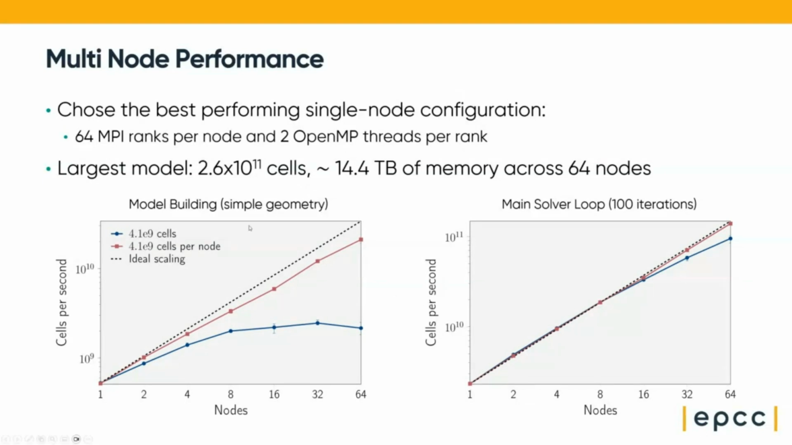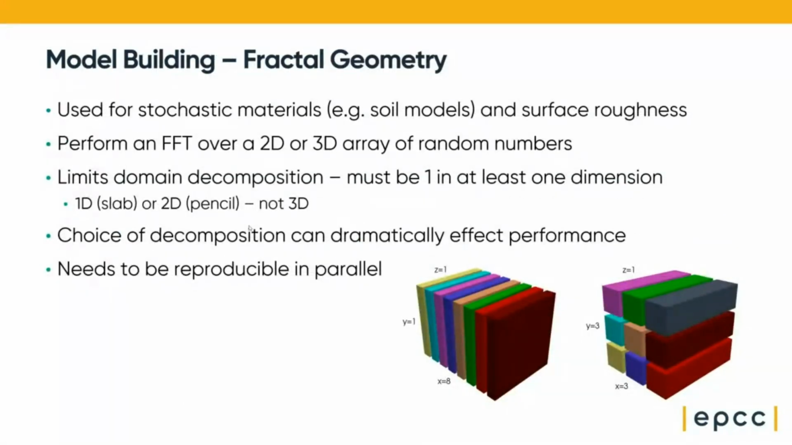So for the model building, this is all using simple geometry, so basically anything that isn't the stochastic, the fractal geometry. When you look at these, the performance characteristics vary a little bit more, because the way these work inside the code is they are performing a fast Fourier transform over a 2D or 3D array of random numbers. This is an array that spans the area that is your fractal geometry. And the first thing when you're doing fast Fourier transforms in parallel is it limits your domain decomposition. So you need to have a decomposition of 1 in at least 1 dimension.